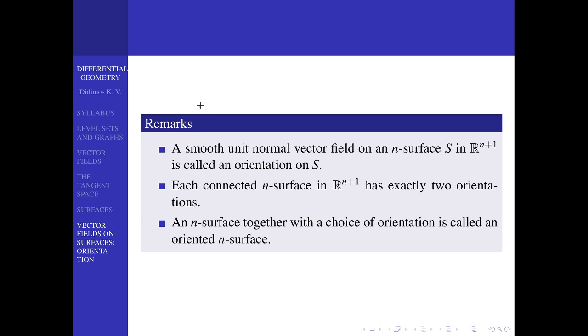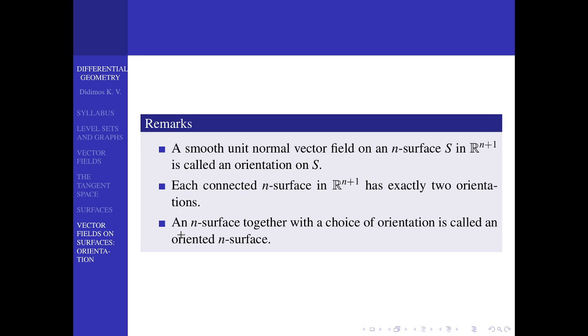Now we have some remarks. A smooth unit normal vector field on an n-surface S in R^(n+1) is called an orientation on the surface. In order to get an orientation, we need to define a smooth unit normal vector field on that n-surface. Each connected n-surface in R^(n+1) has exactly two orientations, namely del F by norm del F or minus del F by norm del F. These are the only possible orientations for connected surfaces.